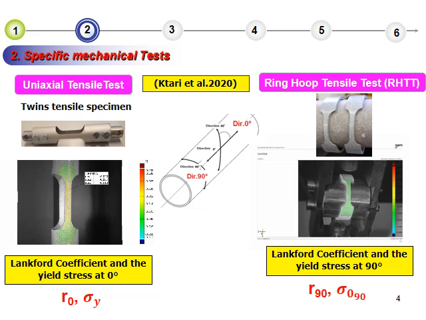So in this context, Iqtari et al. have conducted uniaxial tensile tests and ring hoop tensile tests to obtain the Langford anisotropy coefficients and the plastic flow along the axial direction and the hoop direction. Note that the specimens employed in this test are optimized and cut directly from the tube without any mechanical transformation to preserve the initial properties of the tube.